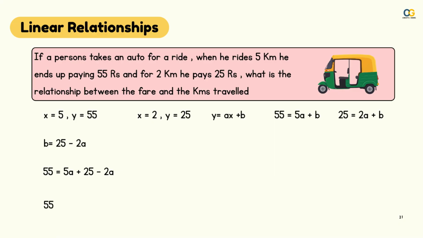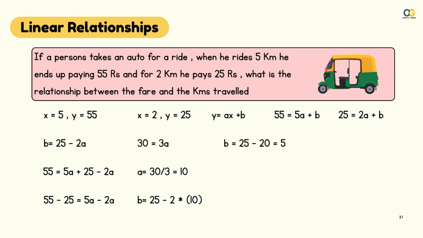So now putting all the variables on one side and constants on the other side, 55 minus 25 is equal to 5a minus 2a, where 30 is equal to 3a and a will be 30 by 3, which is equal to 10. Now I substitute this value of a into the equation of b that we have written, where b is equal to 25 minus 2a. So I write b is equal to 25 minus 2 into 10. So b will be equal to 25 minus 20, which is equal to 5.